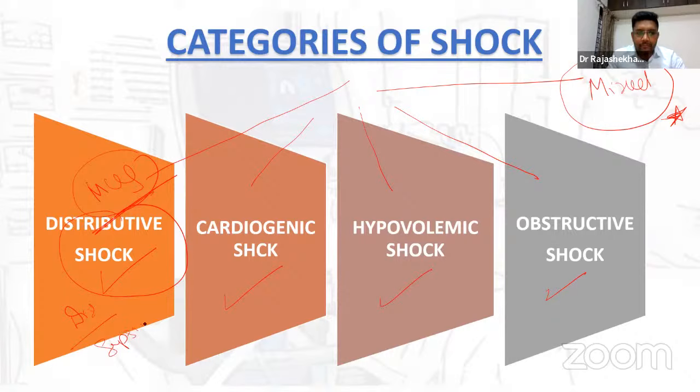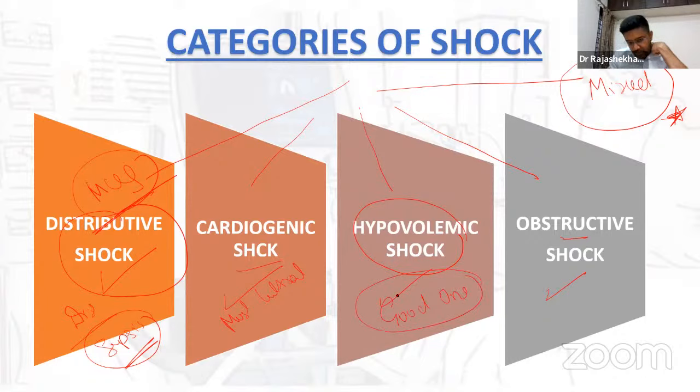Whereas cardiogenic shock is the most lethal, including the obstructive shock. The mortality is very high with cardiogenic shock and obstructive shock. And hypovolemic shock is a pretty good one. The mortality is lesser in hypovolemic shock. So if at all God appears in front of you and asks which type of shock you want, tell him that you want hypovolemic shock.